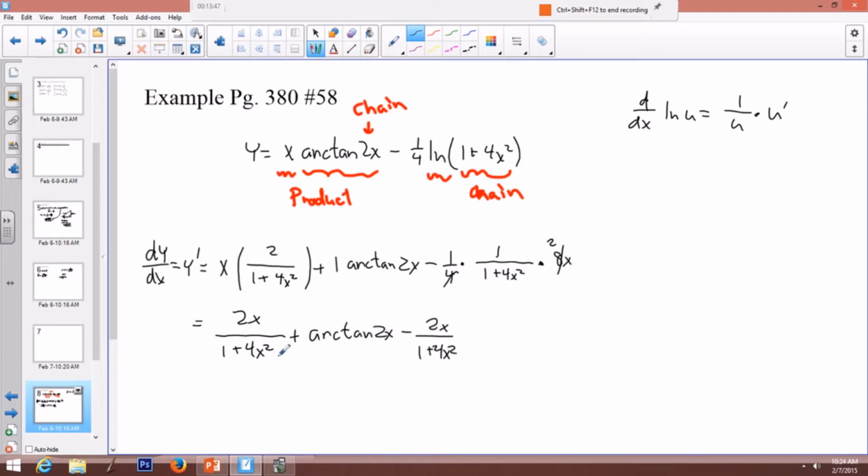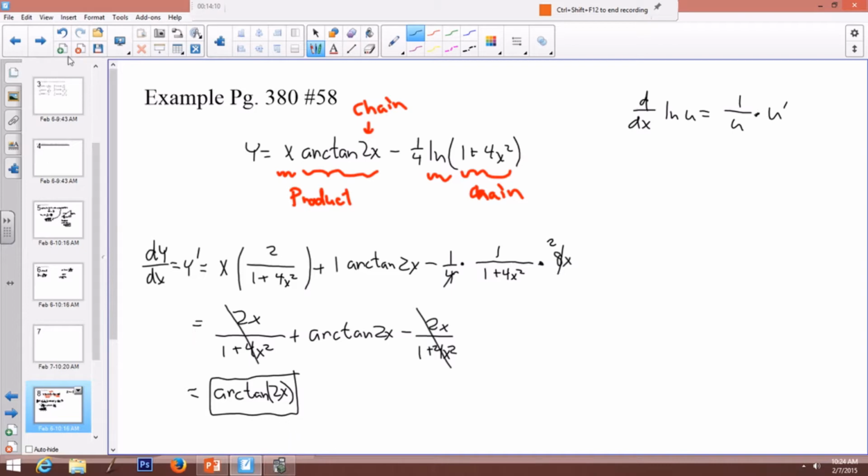And notice, something I didn't see till just now, that I've got a positive 1 and I've got a negative 1. So those 2 cancel, and I'm just left with the arctangent of 2x. Wow, that's pretty cool. And that's going to be my final answer to that particular problem.